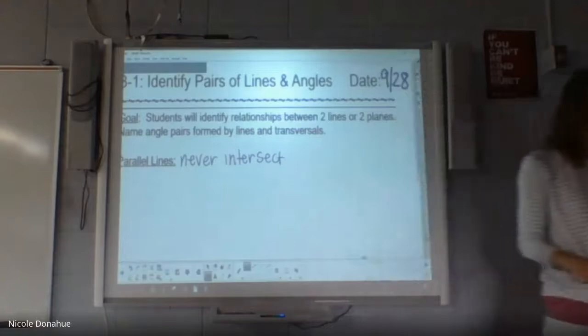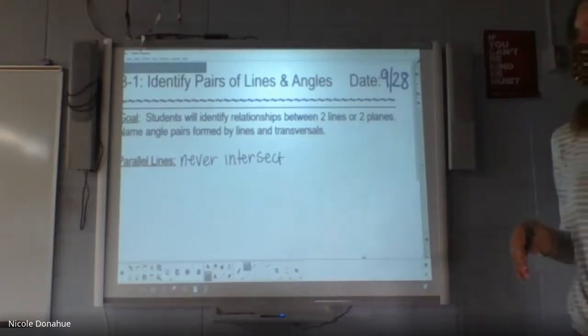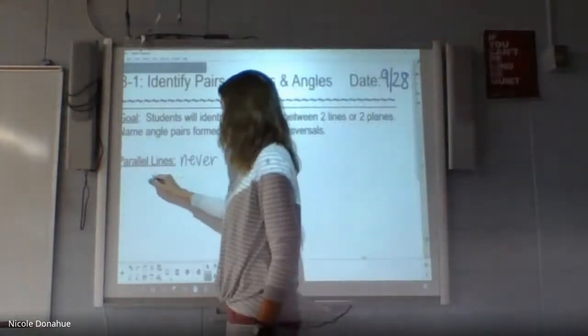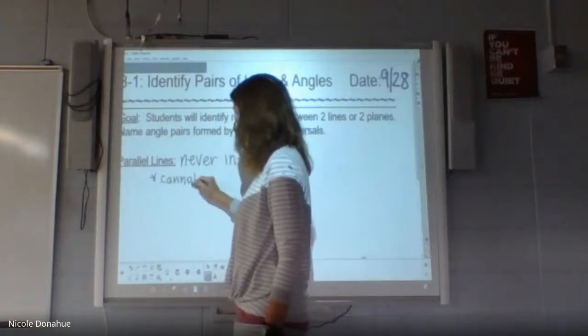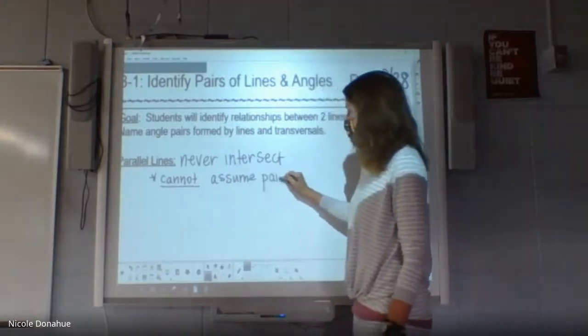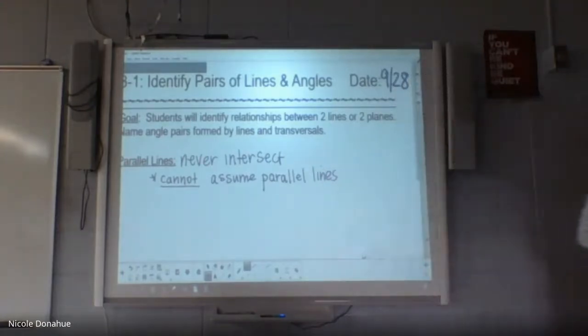So parallel lines are lines that never intersect. So even if I could extend the lines forever off the page, just because they don't intersect on my page, if they look like they're going to intersect, we want to make sure that we don't consider them to be parallel. Now you cannot assume parallel lines. Just because lines look parallel, we can't assume they're parallel unless they tell us something about it.